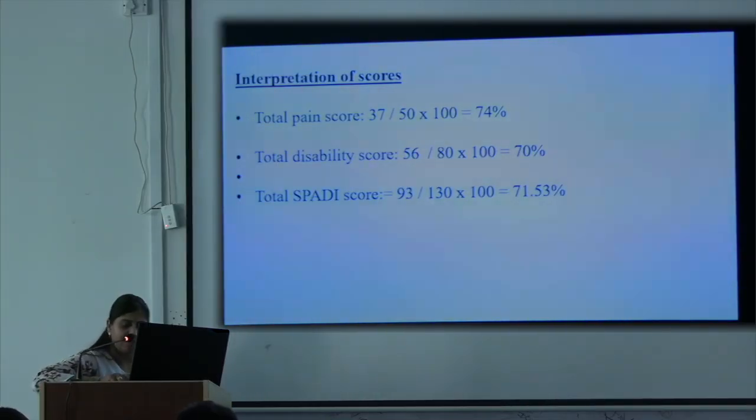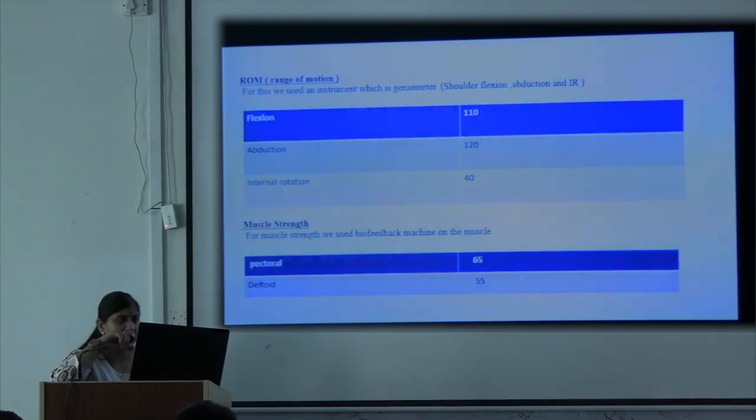Now we come to the range of motion. We are taking the range of motion pre-assessment: flexion, abduction and internal rotation. Flexion 110, abduction 120 and internal rotation 40 on the goniometer. Muscle strength: two muscles taken in mind for the study, the pectoral muscle and the deltoid muscle. Before the treatment, the muscle strength is 65 for the pectoral and 55 for the deltoid.